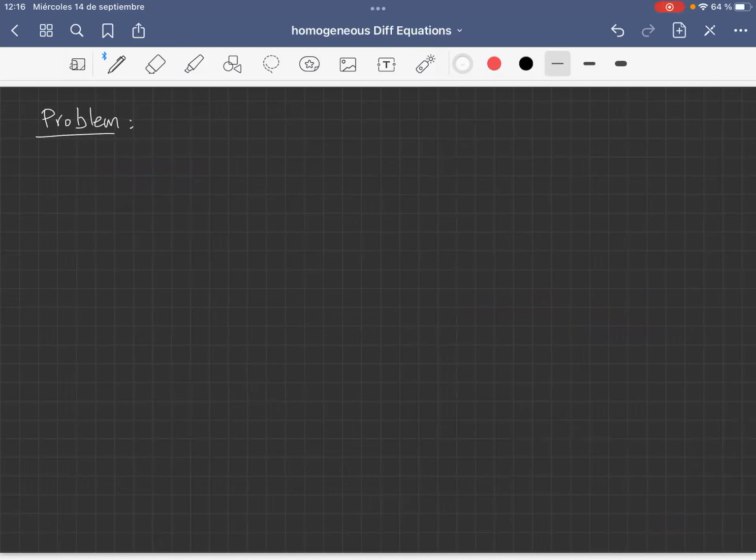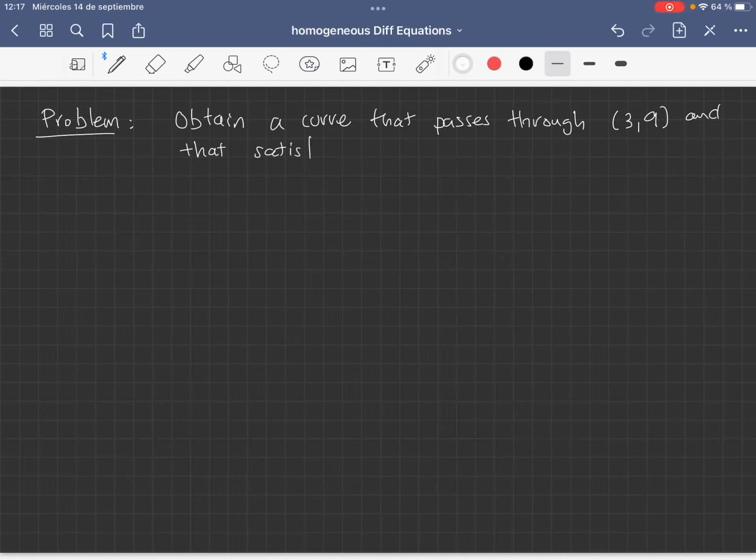It says we have to obtain a curve that passes through the following point, which is (3, 9), and satisfies the following.